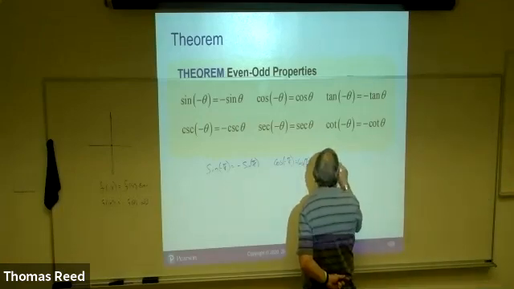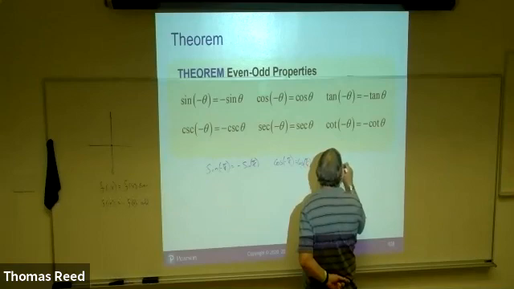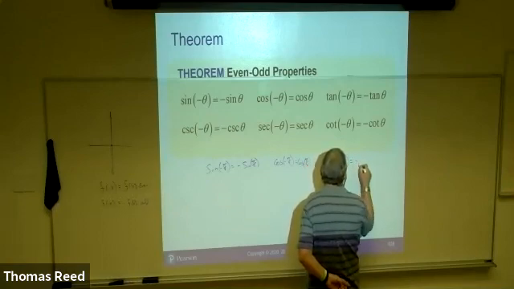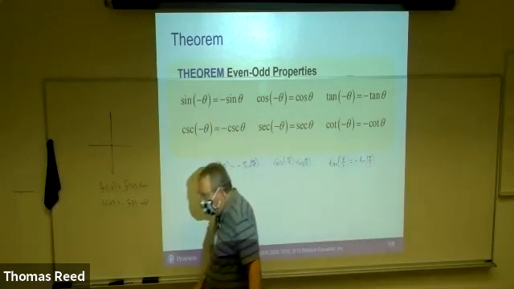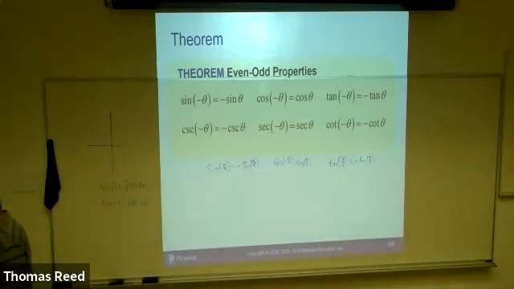So the tangent of negative pi over 4 is going to equal the negative of the tangent of positive pi over 4. Well, tangent of pi over 4 is 1. And so that's just going to be negative 1.